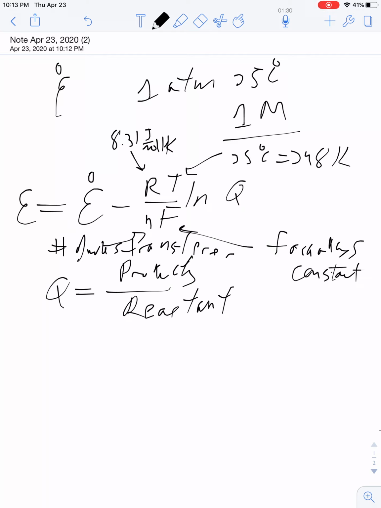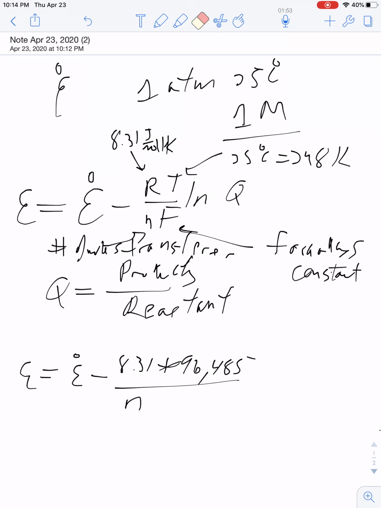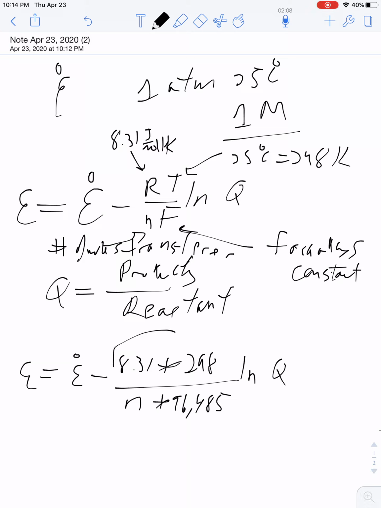Some of these numbers do not depend on the reaction you're dealing with. R is always 8.31. Faraday's constant is always 96,485. The number of moles being transferred will depend on the reaction. Sorry, Faraday's constant goes on the bottom. And the temperature is always 298 Kelvin. So these numbers are always going to be the same.